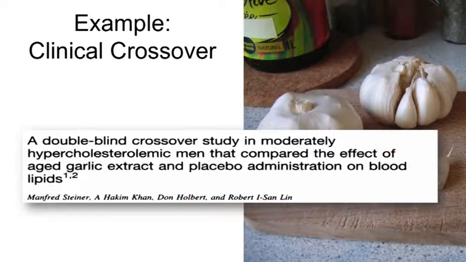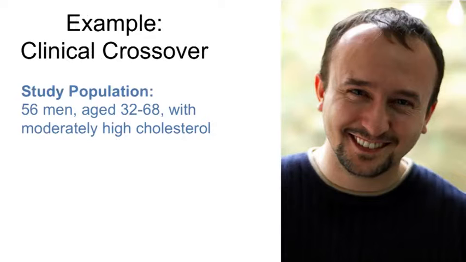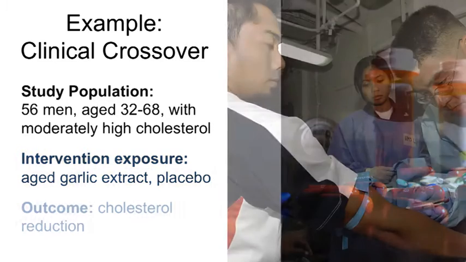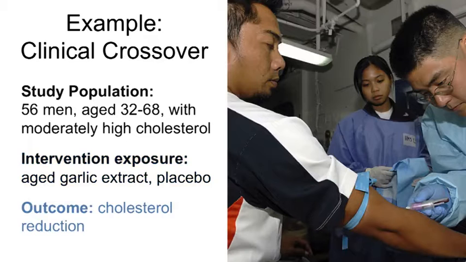In this study, researchers wanted to compare the effect aged garlic has on blood lipids. Study participants were men ages 32 to 68 with moderately high cholesterol. The men in the study were randomized to take a dietary supplement containing either garlic or a placebo for a 6-month period. Blood tests were recorded. Then each participant switched to the other supplement for a time, after which blood tests were recorded again. The test results show that garlic supplements appeared to reduce cholesterol as well as blood pressure.